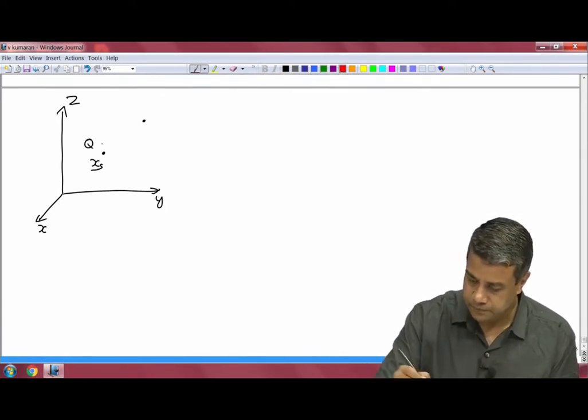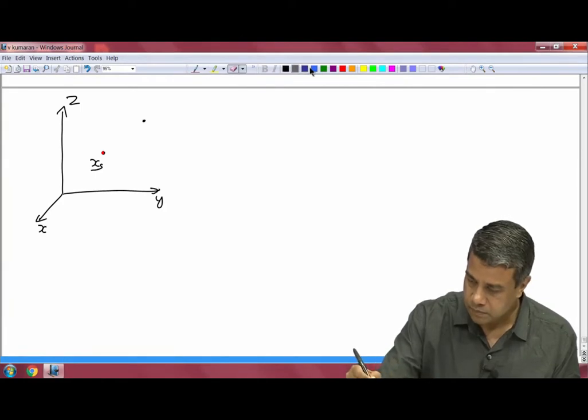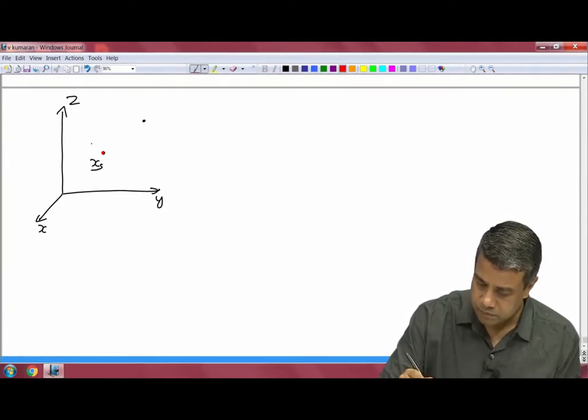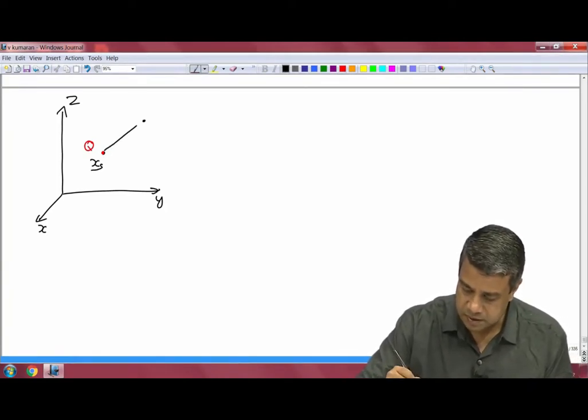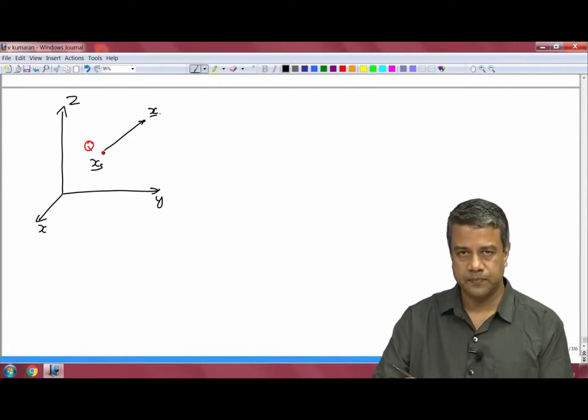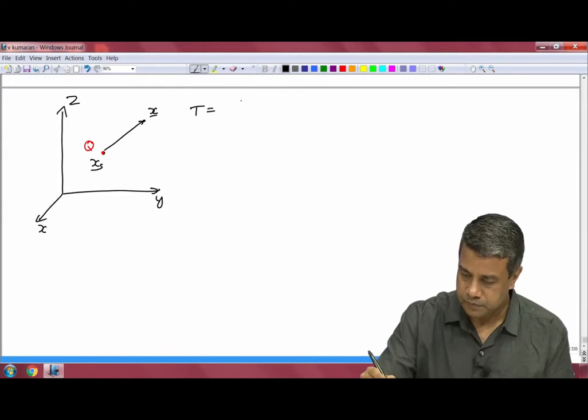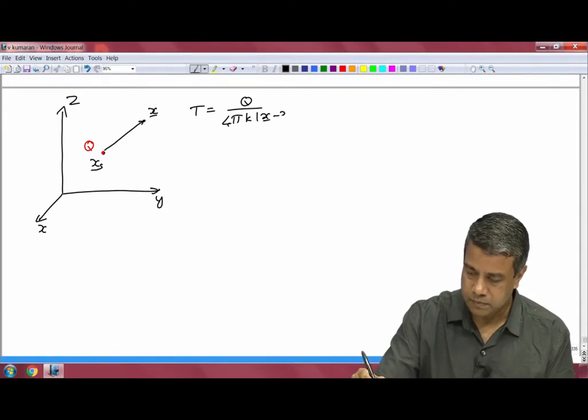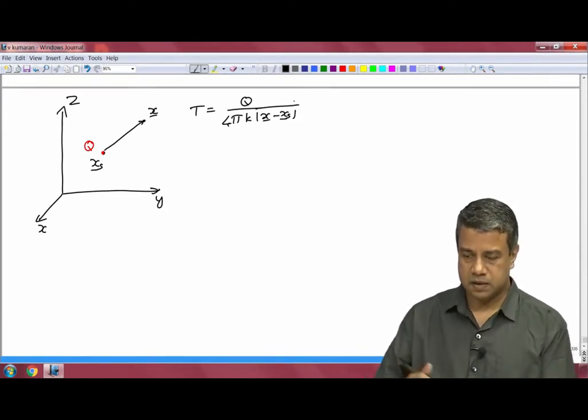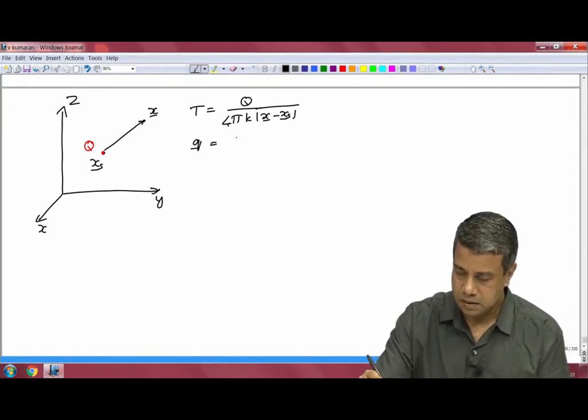and I am observing at some observation location x, we had derived the solution T is equal to q by 4 pi k times the distance. That was the temperature.